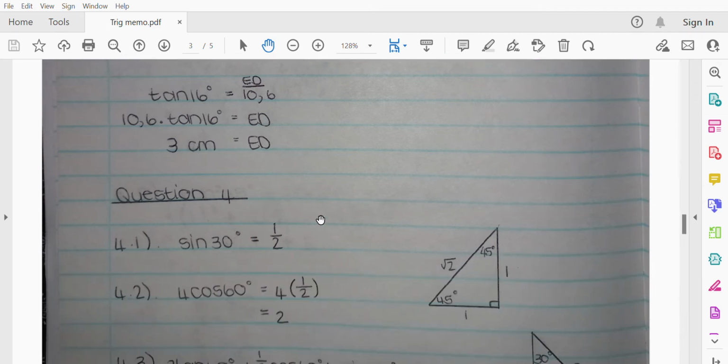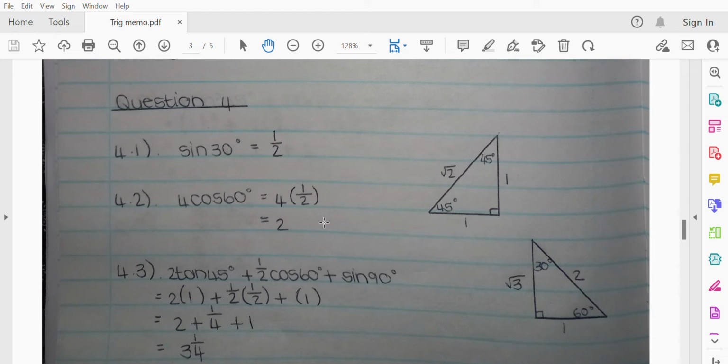Okay, by number 4. At number 4, they said calculate without a calculator. Nou, sodra hulle sê without a calculator, what must you think of? Special angles, special triangles, nee? Goed, so hier het ek jou spesiale driehoekies vir jou geteken. So by 4.1 sê hulle vir my sin 30, so I'm working from that triangle. So sine is opposite over hypotenuse, en dis weer kry 'n half.